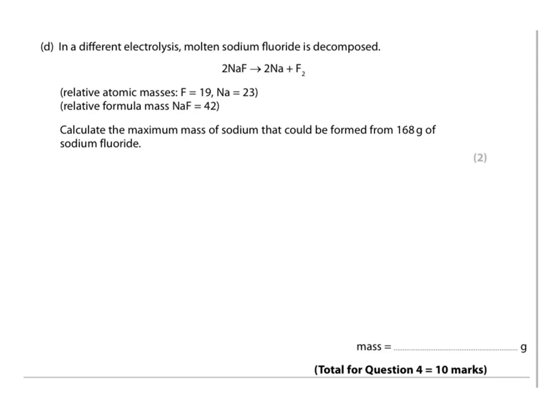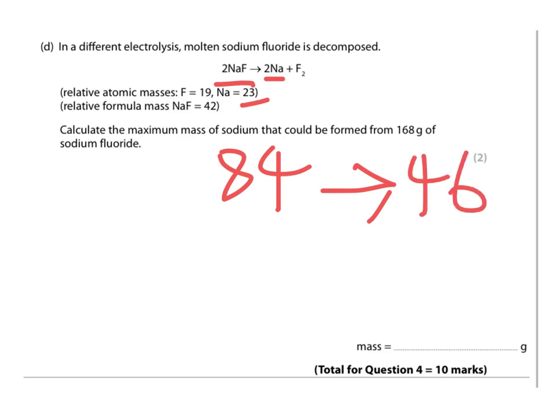So we can see that we've got 2 sodium fluorides. See the big number 2 there? So each sodium fluoride has a mass of 42. So if we have 2, that's 2 times 42, which is 84. So we've got 84 grams or mass of sodium fluoride, and that's going to make 2 sodiums. Each sodium has a mass of 23. So again, 23 times 2 is 46. So 84 mass of sodium fluoride makes 46 mass of sodium.